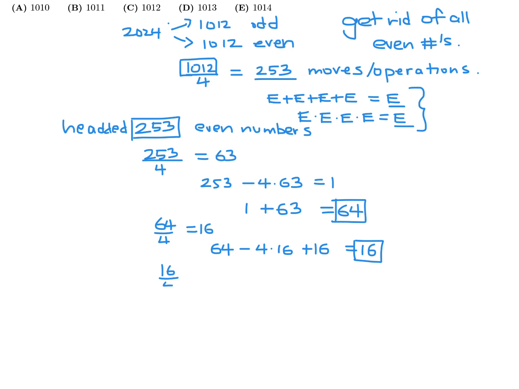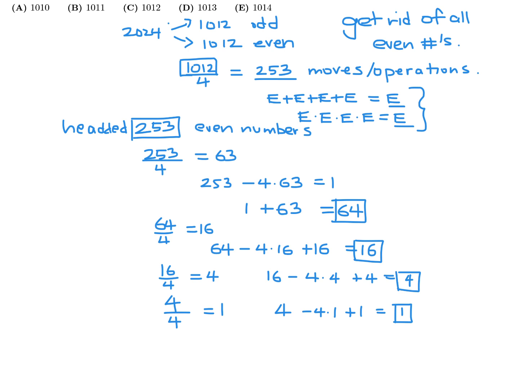Then again, 16 divided by 4 to account for the operations, and that means you had 16, then you removed 4 times 4, and then you added 4 new ones, and that brings you back to 4. Okay, so now we have 4 even numbers. We're going to remove them all in one shot. That's going to be 1, and then that means 4 minus 4 times 1, and then you have to add that 1 even number. So now we have 1 even number.